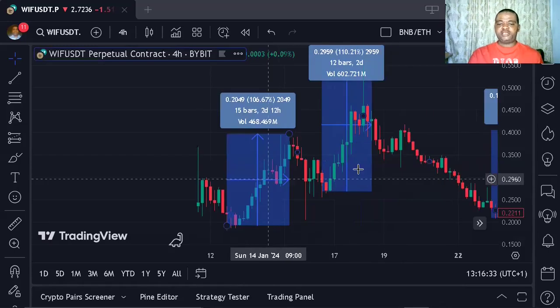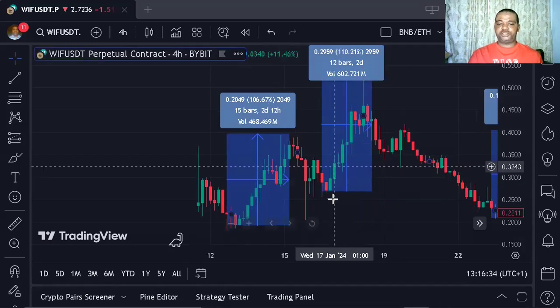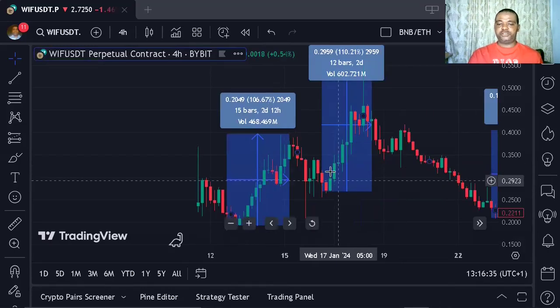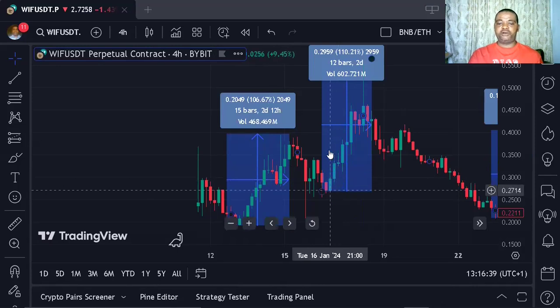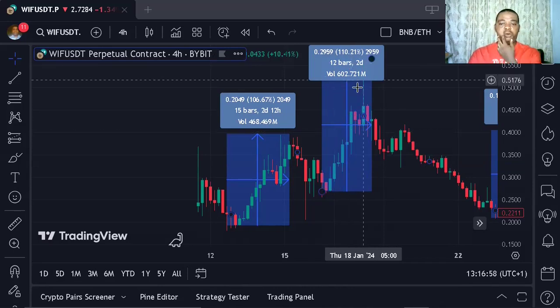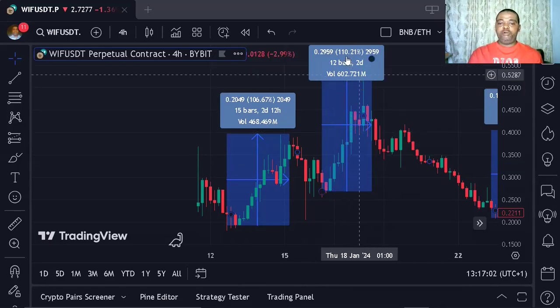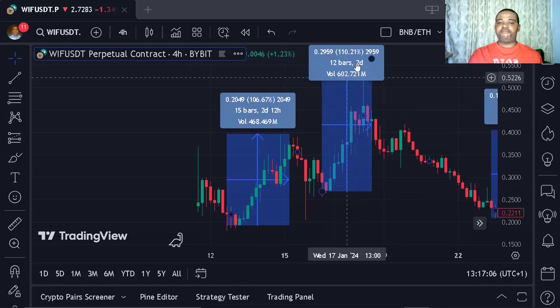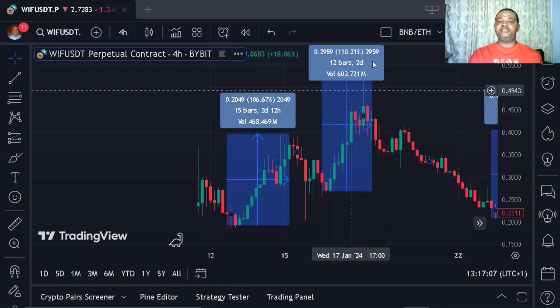And the next bullish trend section started from the lowest price of this green candlestick bullish trend starter. And the price action of the WIF USDT cryptocurrency futures contracts squeezed up by 110.21% over the course of 2 days. And you would have made over a 90% profit on this particular bullish trend section.